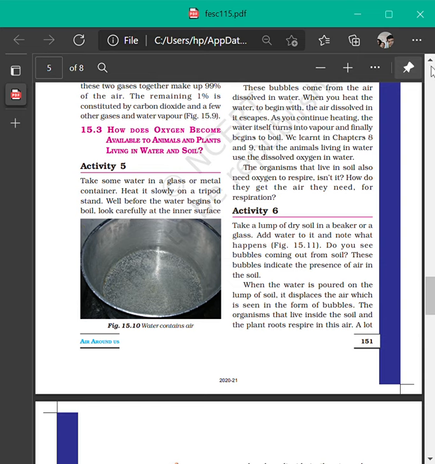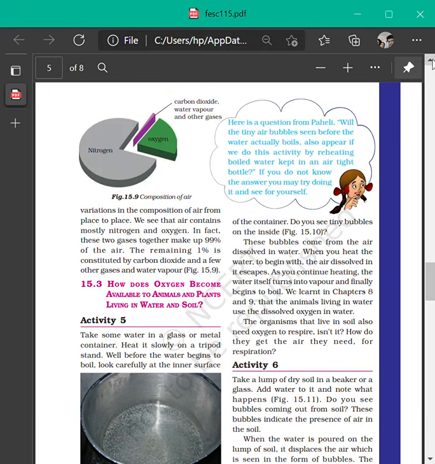15.3. How does oxygen become available to animals and plants living in water and soil? Activity 5. Take some water in a glass or metal container. Heat it slowly on a tripod stand. Well, before the water begins to boil, look carefully at the inner surface of the container. Do you see tiny bubbles on the inside?